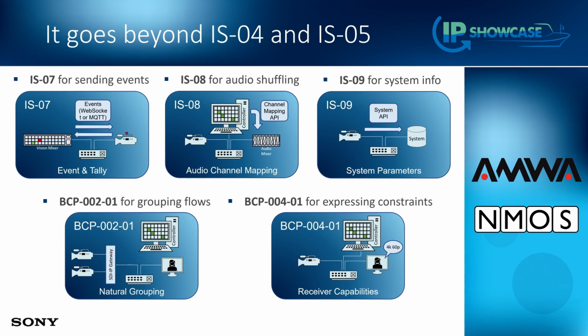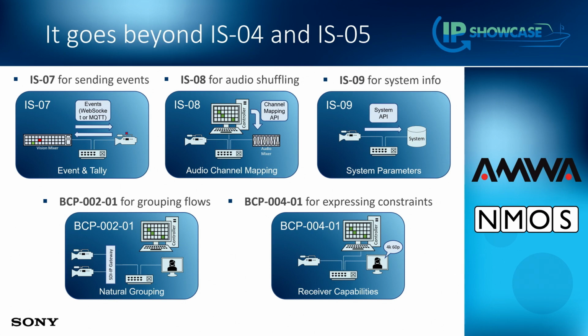So one use case is you have an SDI to IP gateway, which is capable of converting many legacy SDI devices into ST 2110, and your controller needs to know how all those different flows should be grouped together when it's doing the routing. Another well-established BCP is 004-01, and that's for allowing a receiver to express its capabilities.